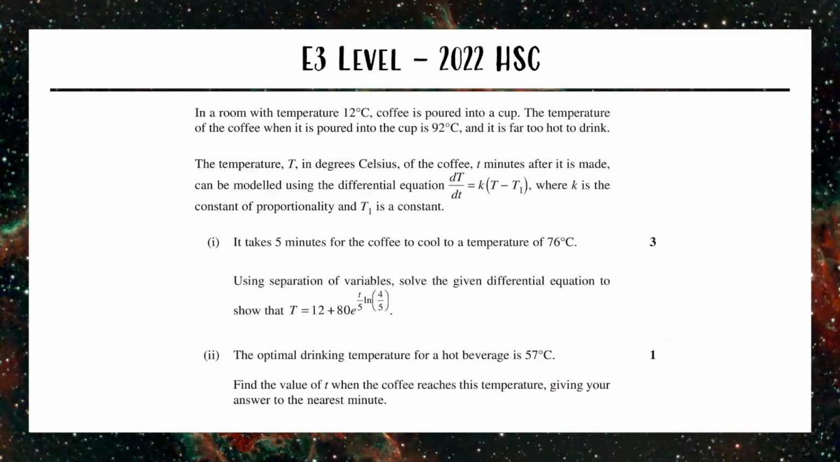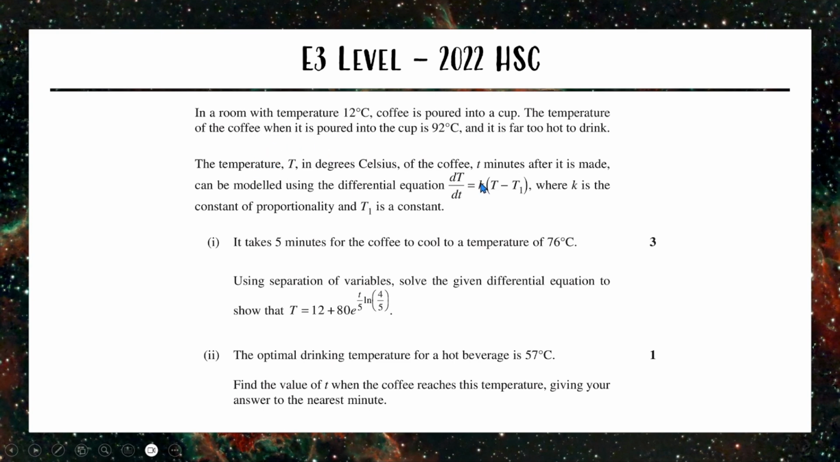Okay, onto an applications question, another E3 level. This one's from 2022, and it's talking about coffee in a cup. So we have a room temperature of 12 degrees, and the coffee starts at 92 degrees, and it's too hot, apparently. How about you just drink a cup of cement, just drink it anyway.